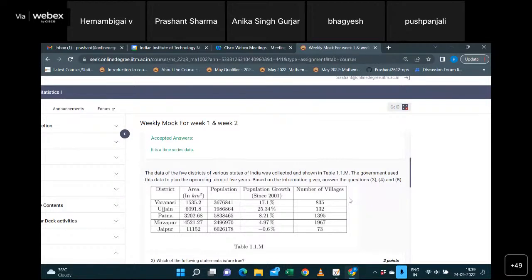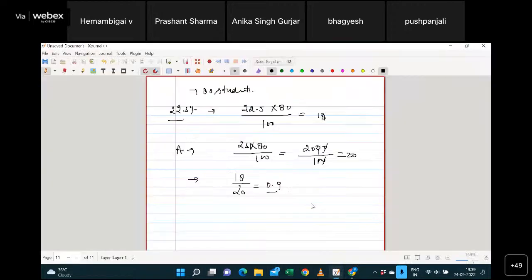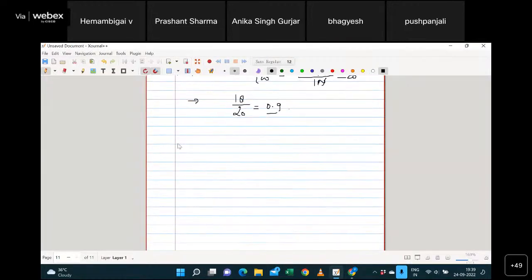So I can easily say in Varanasi, population is approximately 2 times that of Ujjain. Right? So why? Okay, let me clear that thing, absolute zero or not.